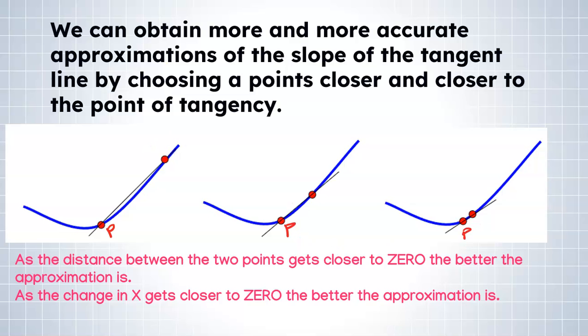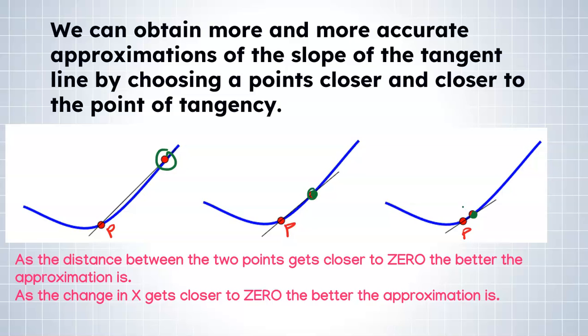Well, if I take my second point right here and I slowly move it closer, notice as I move it closer and then even closer, the line that is the secant line, because the secant line is crossing twice, that line gets closer and closer to the tangent line. So if I allow the distance between my 2 points to get closer to 0, the better the approximation will be. As the change in x gets closer to 0, the better the approximation is.